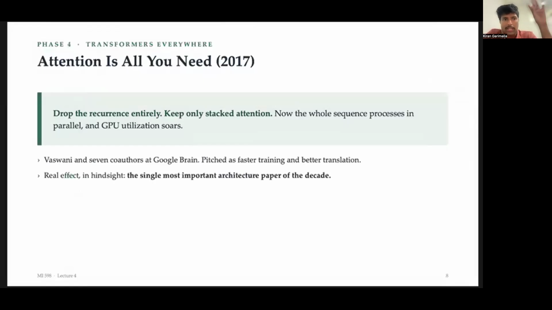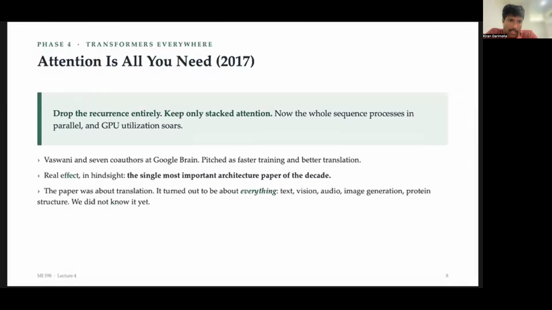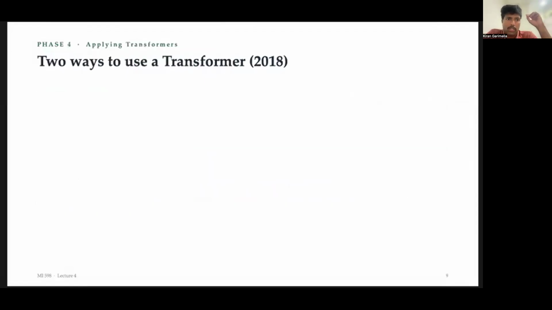So it was pitched for translation, but then people realized that this is going to be very, very effective in doing everything. We'll see examples of that. It was just about translation, but then everything: text, vision, image generation, protein structure. Everything that we know now is a transformer, or transformer adjacent, or something derived from the transformer.